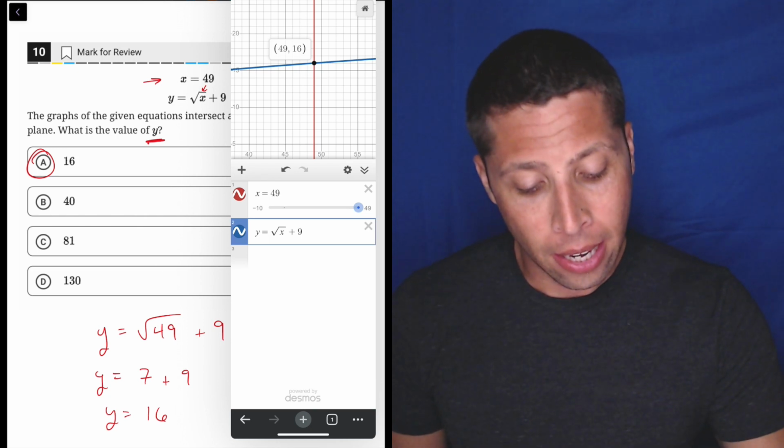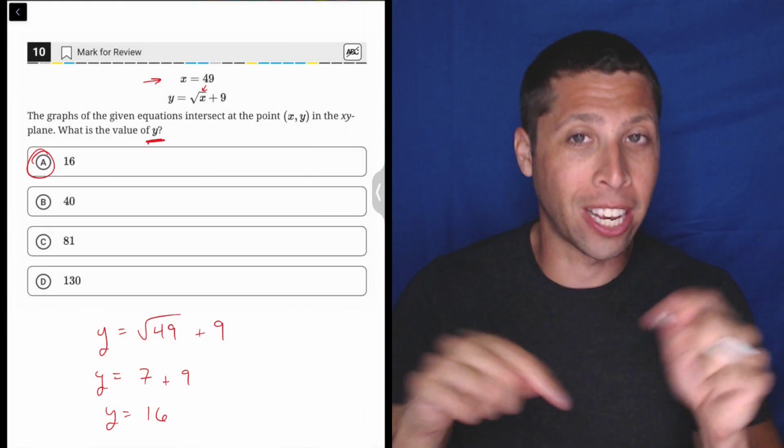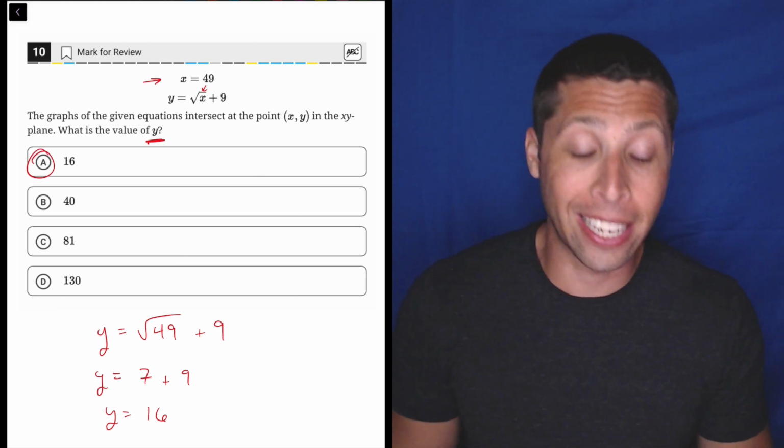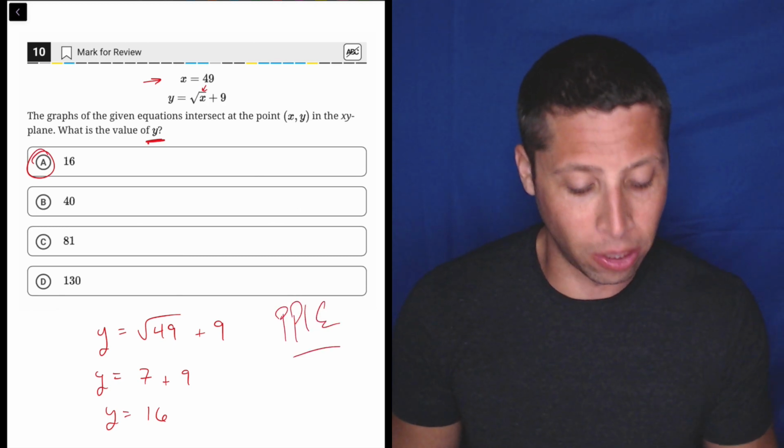But like I said, Desmos is probably not the most efficient here because you got to take the time to enter it right. It's just faster, honestly, to do the plugging in. Plugging points into equations is really what this comes down to.